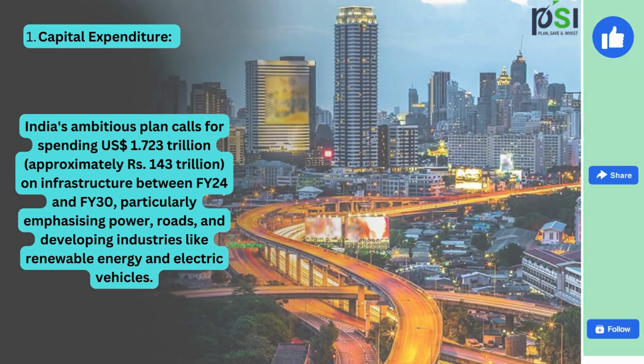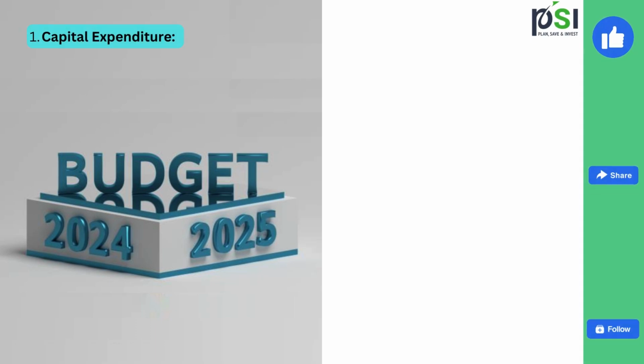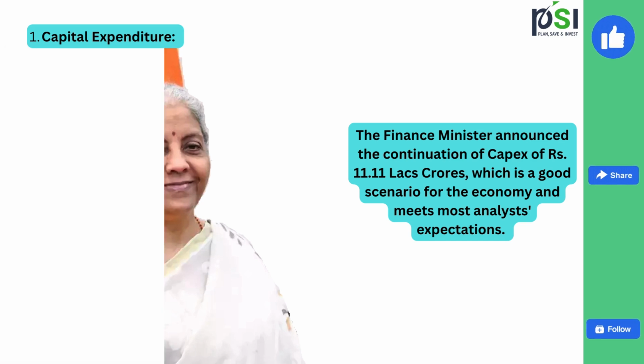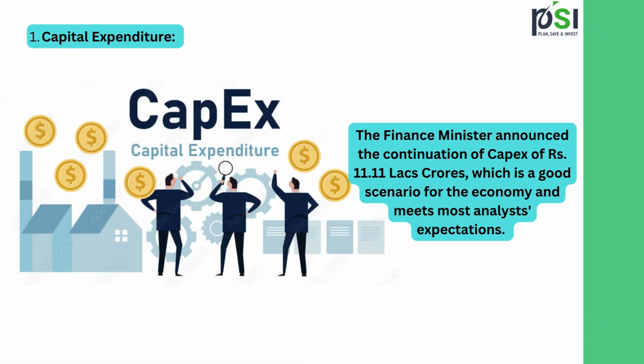So that is infrastructure spending. If you observe the current budget, the finance minister announced the continuation of capex of rupees 11 lakh crores, which is a good scenario for the Indian economy. Because so far everybody was concerned whether the current government will continue the capex done over the past 2-3 years. So the finance minister confirmed that it is going to continue the capital expenditure, but he also raised the concern over private expenditure. Only the government should not spend, but private companies should also spend. That is what they are trying to tell.